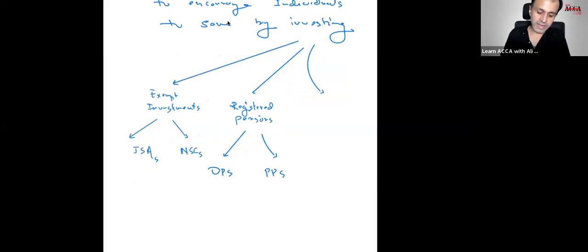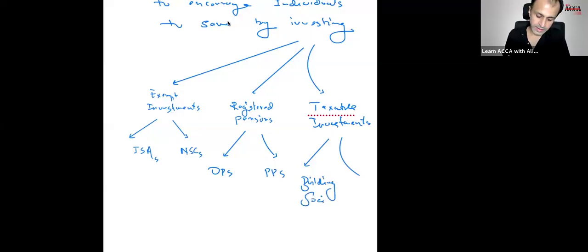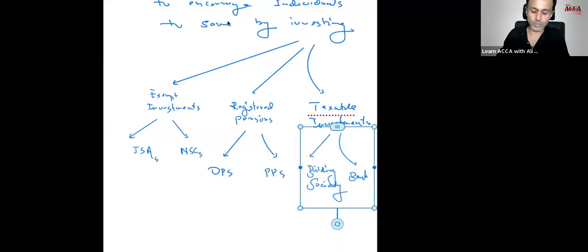Or they could simply invest in bank and building society taxable investments, such as building society. Building society interest is taxable, and so is the bank. But still, what is the incentive in investing in these two?